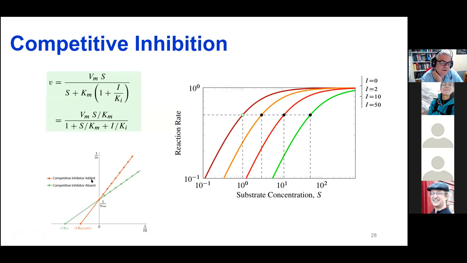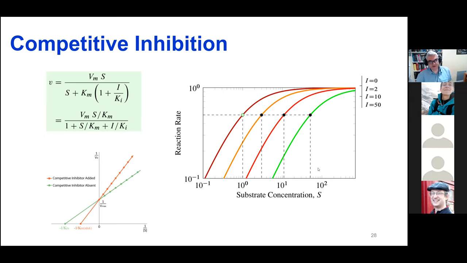Those of you who've done some biochemistry will recognize this as the Lineweaver-Burk plot, which is 1 over V versus 1 over S. But you can also do log-log plots, and you get things like this. So each line here is at a different level of inhibitor. What you notice is that the reaction rate, this is half the reaction rate, so that should be the Km. So you notice that the Km changes as the inhibitor level changes.